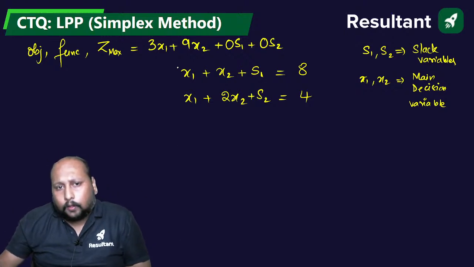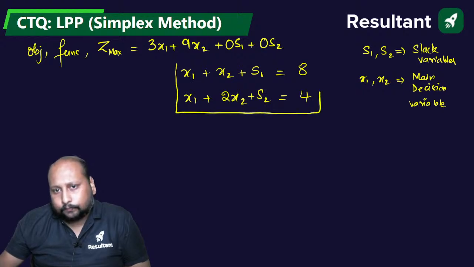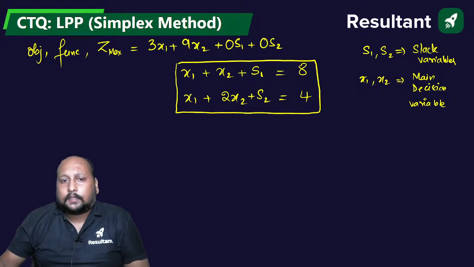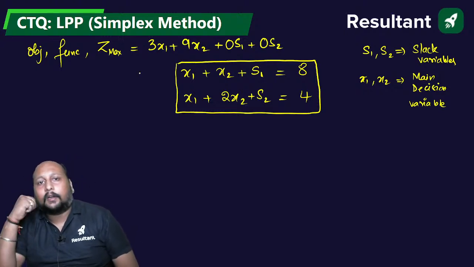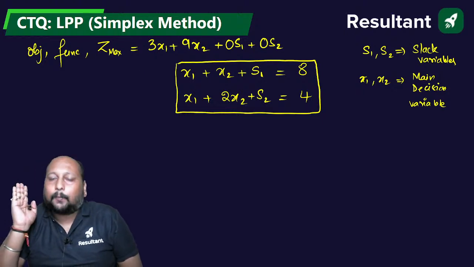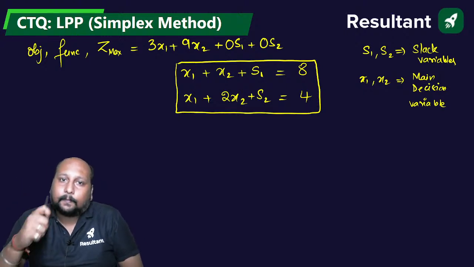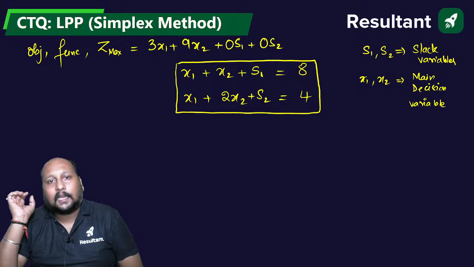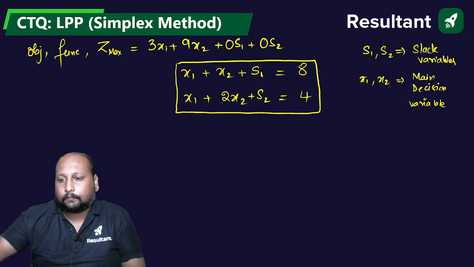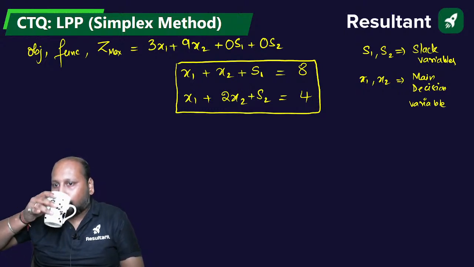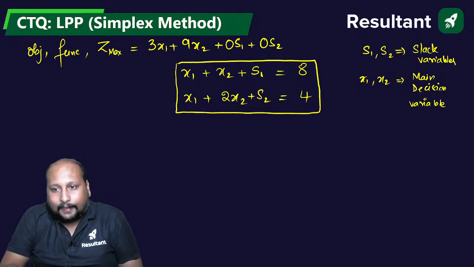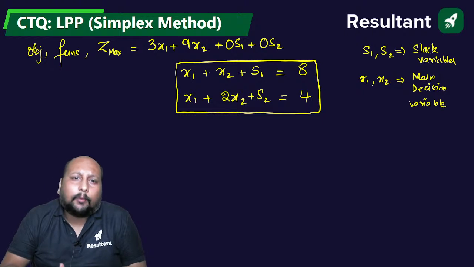Now we need to solve these equations. How many unknowns are there? Sir, x1, x2, s1, s2, there are 4 unknowns. And how many equations are there? Only 2 equations. Can we solve these kinds of equations, 2 equations and 4 unknowns? Tell me in the comment section, yes or no. Quickly. Sir, it is not possible.